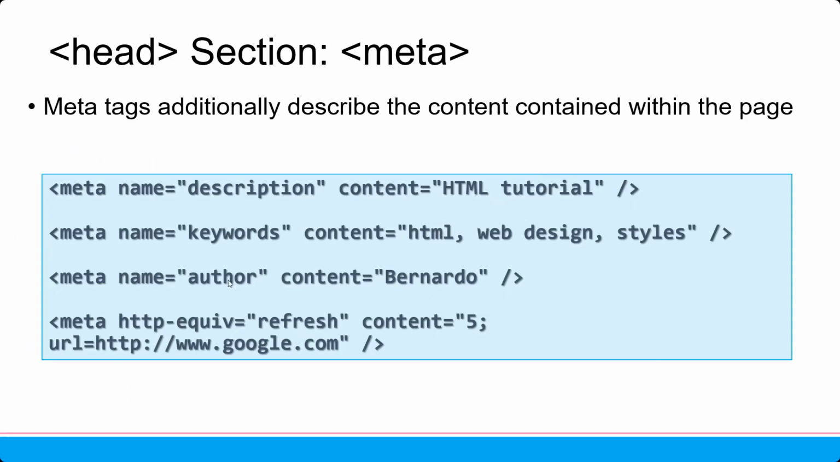And then author. Who is the author of this web page? For example, I put the name Bernardo. So it means I'm the author. So this is only about the description of this web page. And there's also another kind of function. We call it the HTTP equiv. So there's another kind of definition. I will just give you one explanation like this one. So let's see.